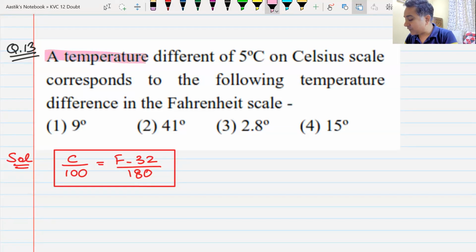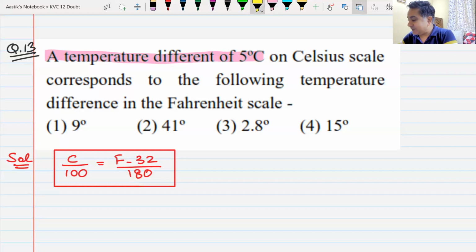Remember, we had to find out what a difference of 5 degrees is equal to on the Fahrenheit scale, not what 5 degrees is on the Fahrenheit scale. If there is a temperature difference of 5 degrees on the Celsius scale, what is the temperature difference on the Fahrenheit scale? The temperature difference had to be converted from the Celsius scale to the Fahrenheit scale. Do we understand this?